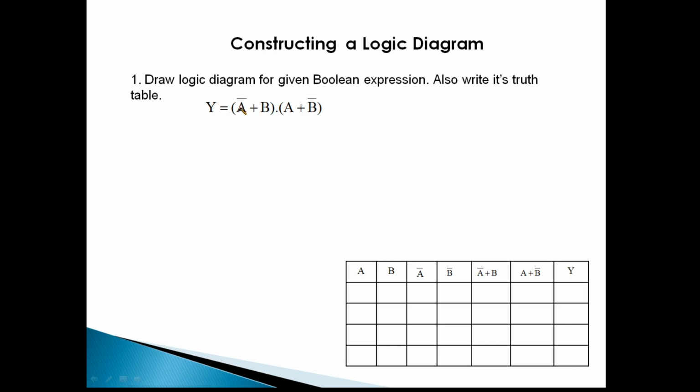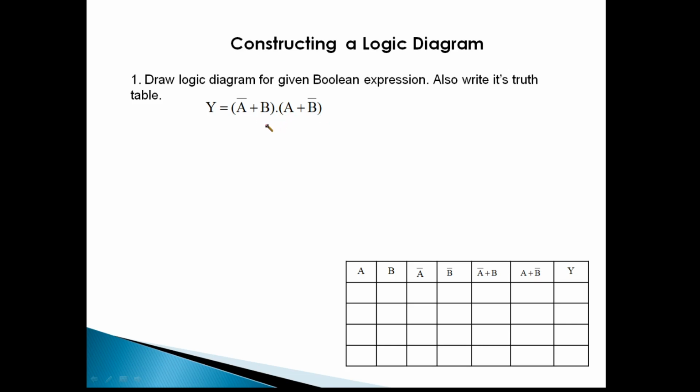For this term, there is an inversion operation. This is an OR operation. So you will need a NOT gate for this inversion and you will need OR gate to form this bracket. For the other bracket also you will need one NOT gate and an OR gate, and then there is multiplication of these two brackets. So you will need an AND gate.